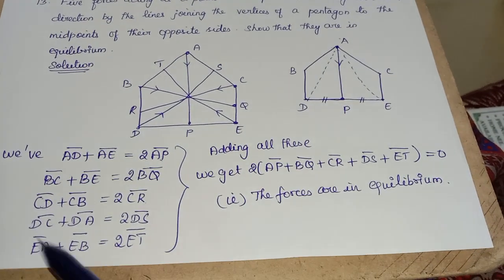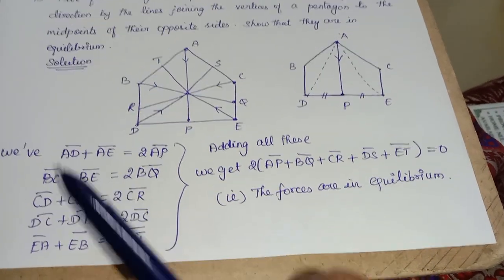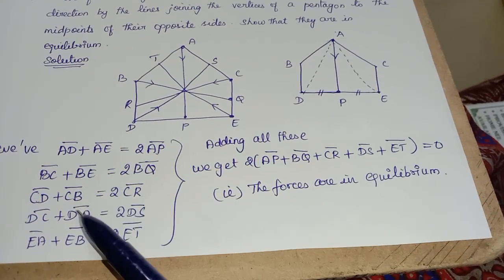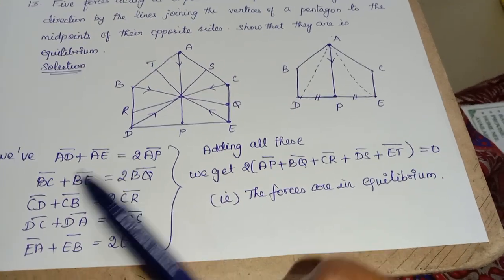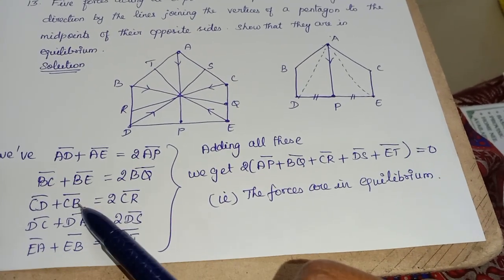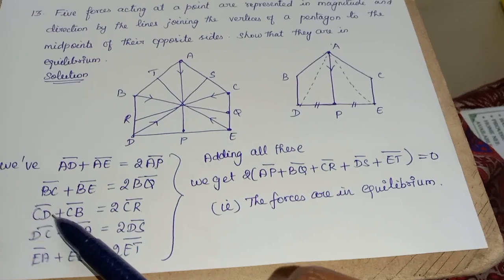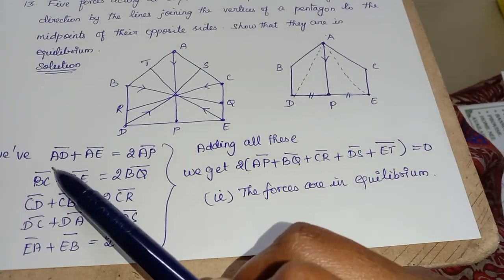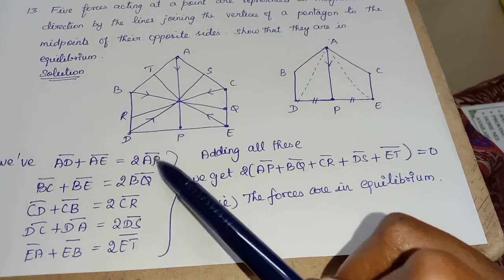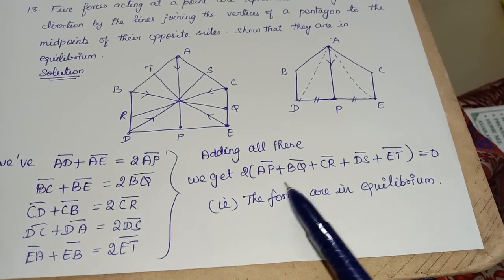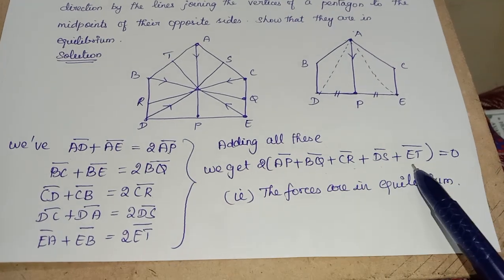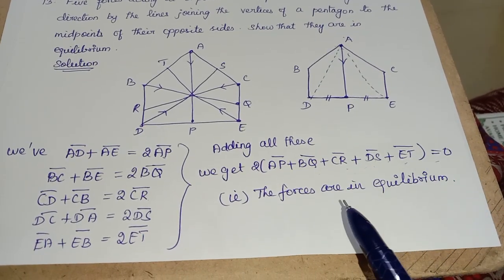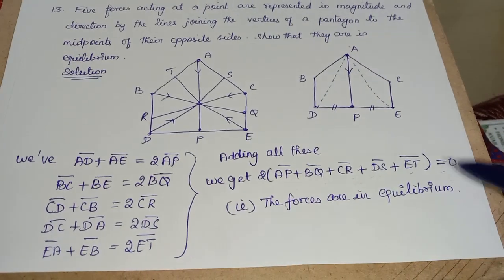Now you add all the five results. Now see, plus AD, and this is plus DA. AD plus DA equal to 0, because same magnitude, opposite directions. AE plus EA, BC plus CB, BE plus EB, CD plus DC. So all the vectors on the left hand side will get cancelled. They will become 0. What do you have on the right side? 2 times AP plus BQ plus CR plus DS plus ET. This is nothing but the sum of all the forces. Sum of all the forces equal to 0 implies what? The forces are in equilibrium.